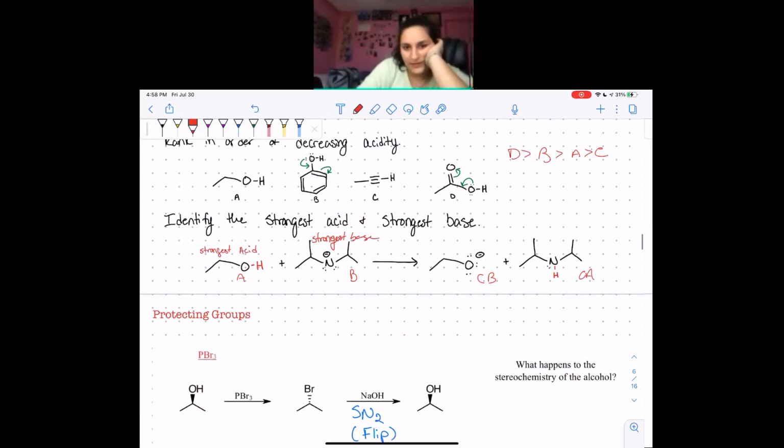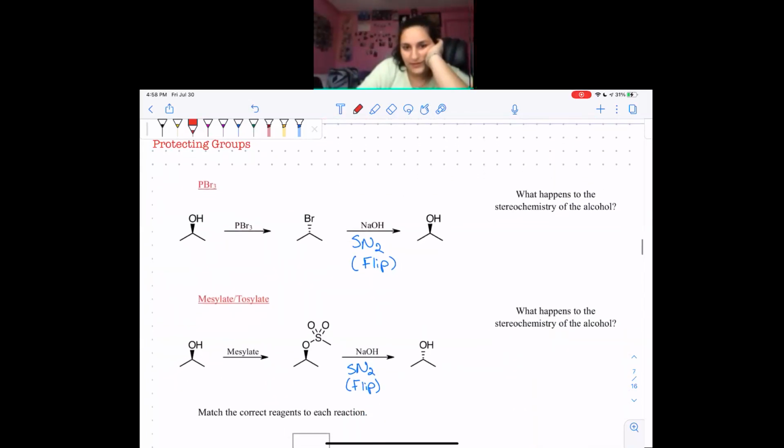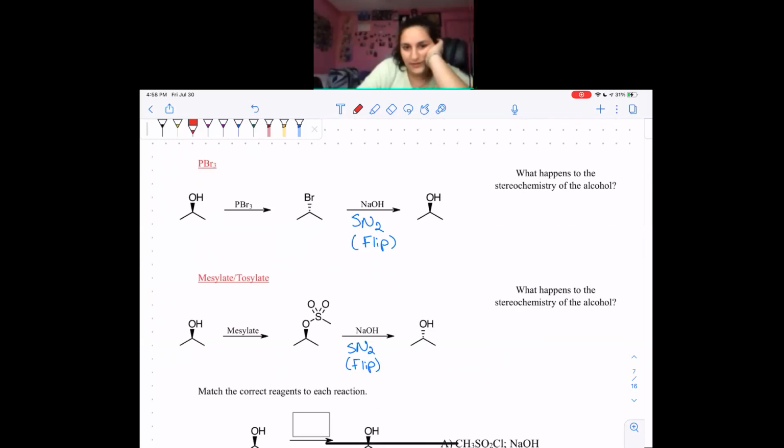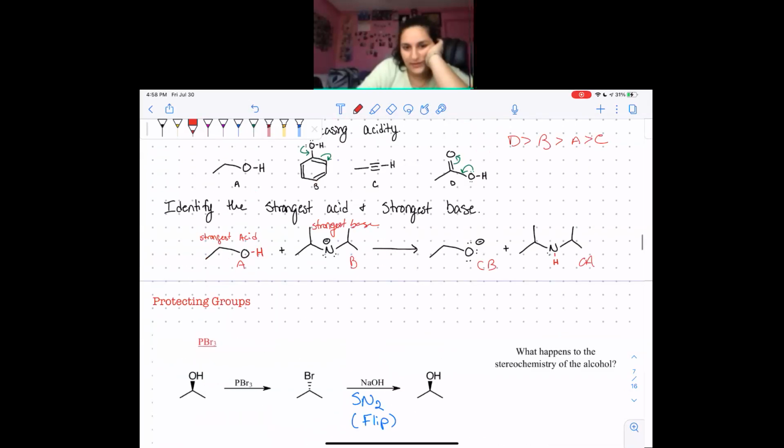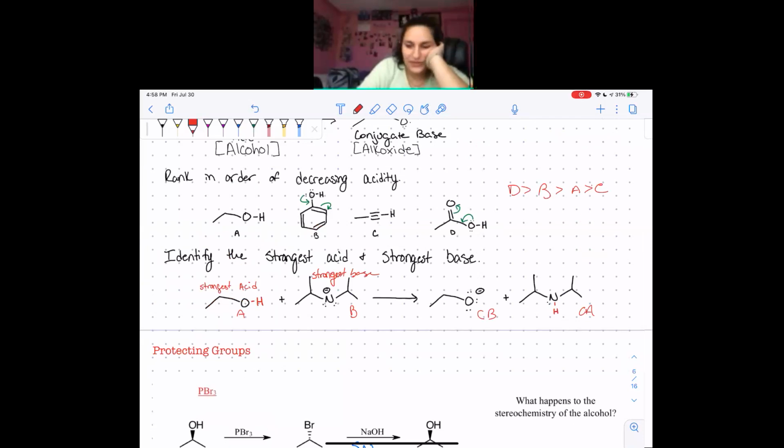All right, so now we have protecting groups. Someone asked, isn't the strong usually on the right? There's a bunch of different kinds of acid-base reactions. The ones you saw in Orgo 1 and Gen Chem are usually written differently, but for Orgo 2, it's okay that they're on the same side and they're on the left.